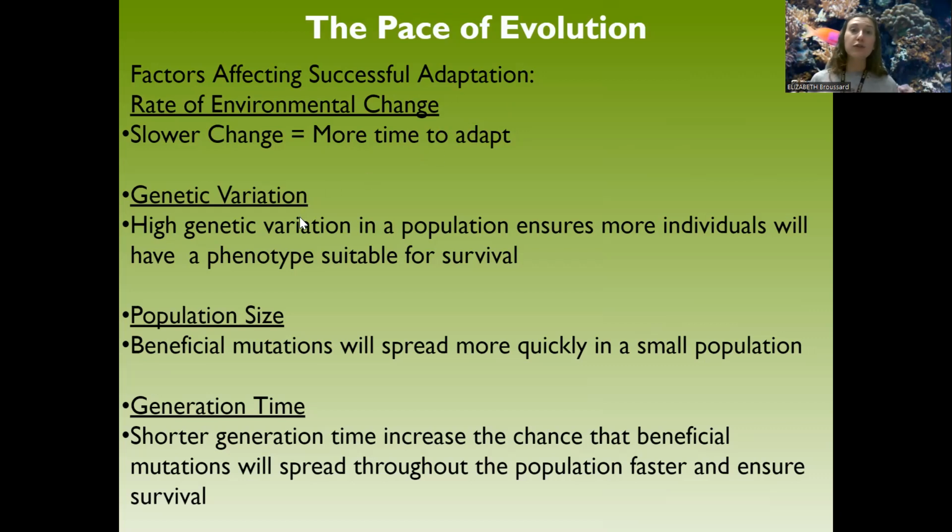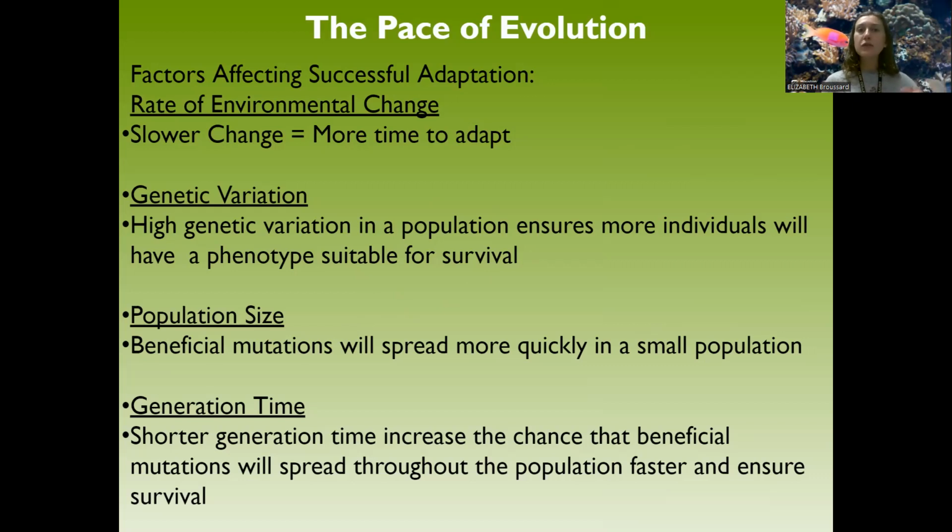Genetic variation is also going to affect how fast evolution happens. Evolution has to work on differential traits. If we have a low amount of genetic variation, evolution doesn't have much to work with. But if I have a population with high amounts of genetic variation, with lots of different genotypes and phenotypes, that means evolution has something to work with. It's able to favor and select certain traits that are more beneficial than others. So a high amount of genetic variation increases the likelihood and the speed that evolution is going to happen.